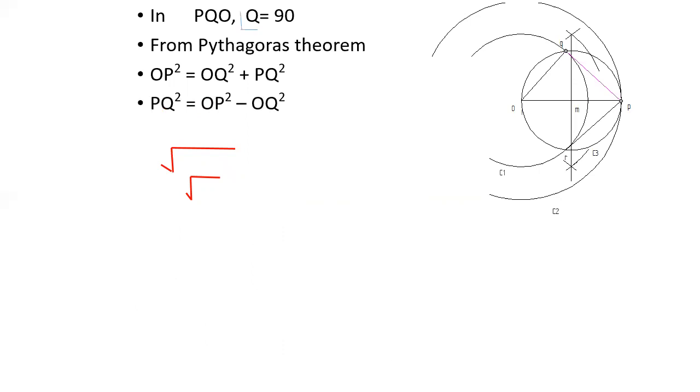And PQ, I need PQ. I am supposed to find out the length of the tangent, that is PQ square. If you shift the things, this is what you get. Therefore, PQ square is equal to OP, this is the radius of circle C2 and that is equal to 6, minus OQ, the radius of C1, that is equal to 4, squared.